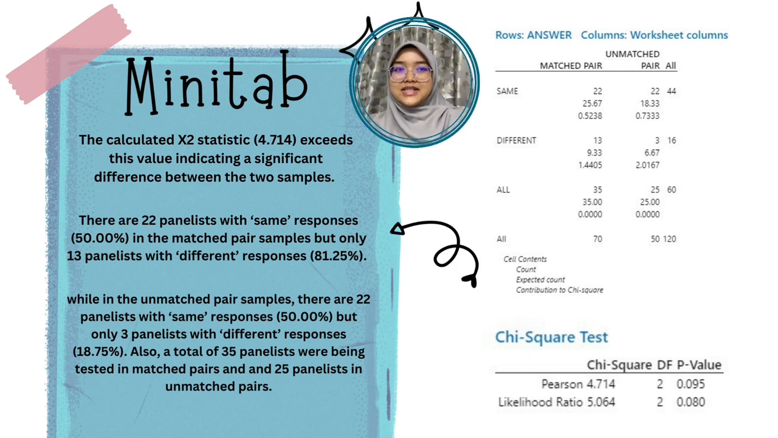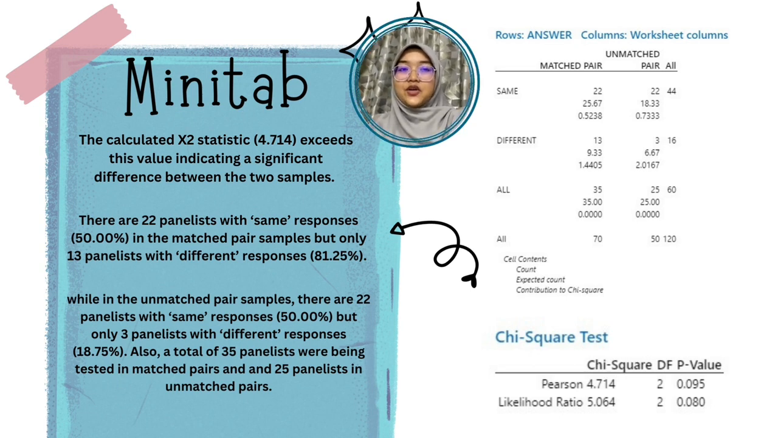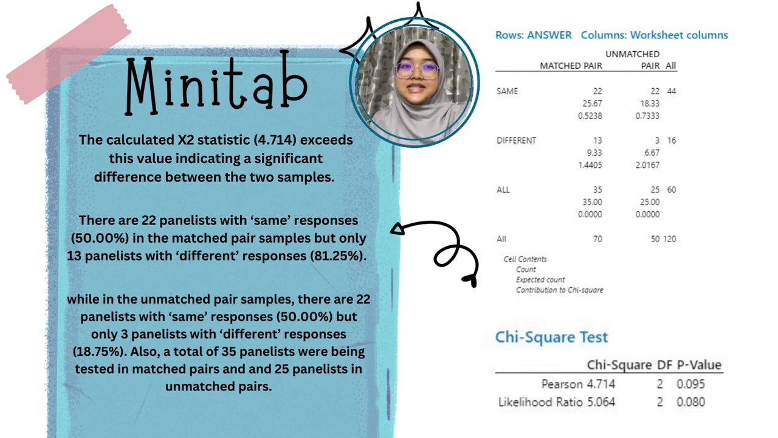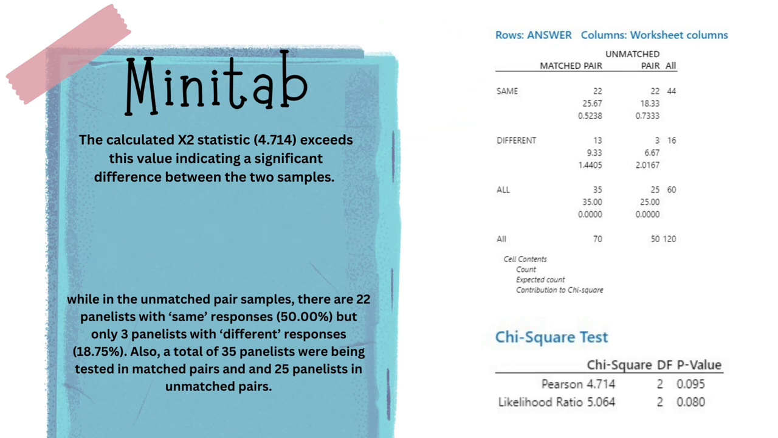The calculated statistic is 4.714, indicating a significant difference between the two samples. So we reject the null hypothesis and conclude that the panelists can detect the sensory difference between the two samples of pandan cake. Minitab displays the actual count, the expected count and the standardized residual in each cell, which indicates the magnitude and direction of the difference between the actual and expected counts.